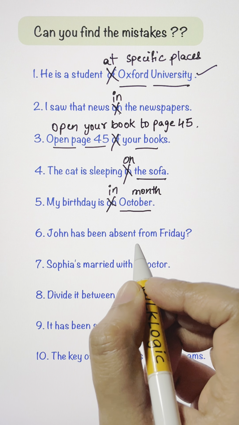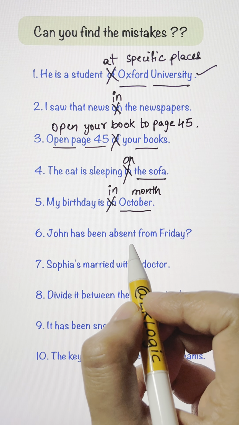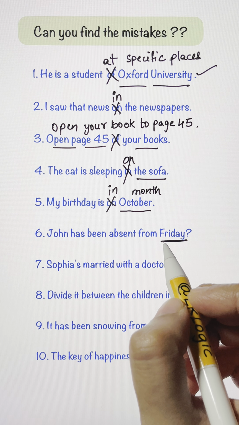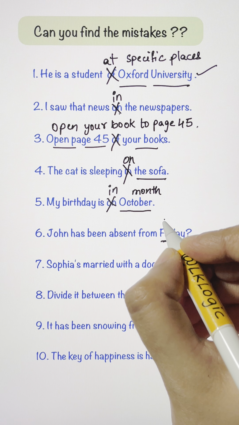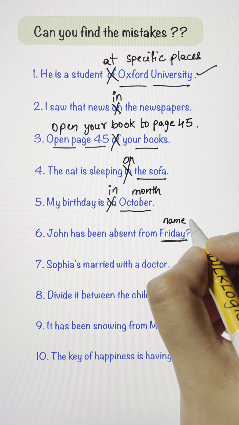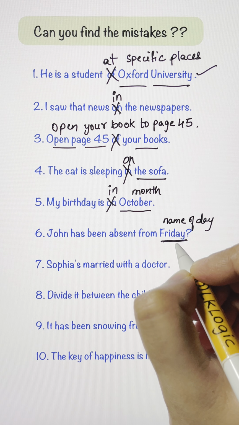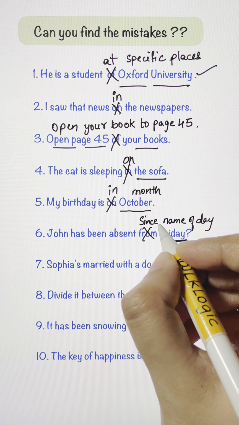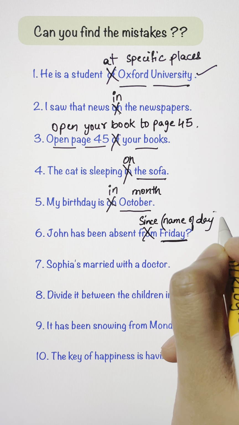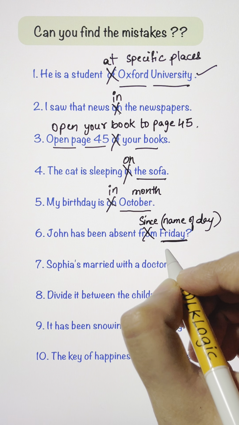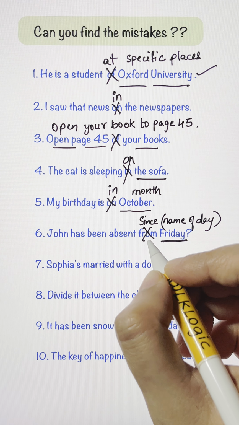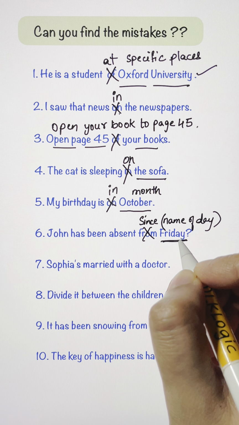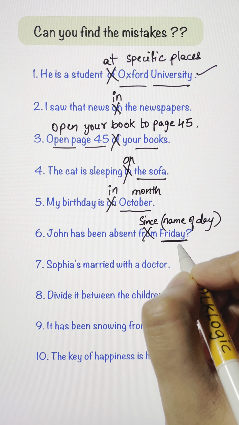John has been absent from Friday. What's wrong in this? We don't say from Friday. Whenever you have been given the name of the day, we don't say from, we say since. Since Friday. Whenever the name of the day is mentioned, we use since, not from. And whenever number of days are mentioned, we use for. Absent for 4 days. Since Friday.